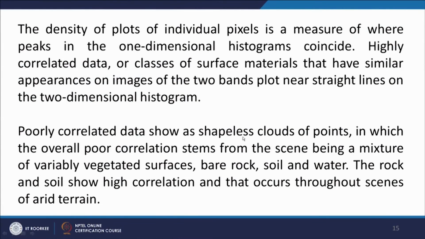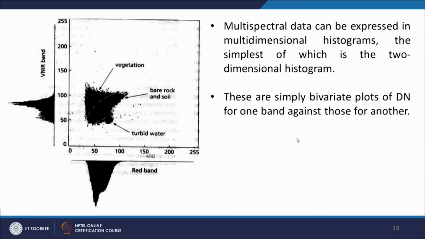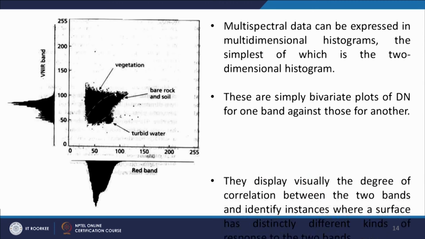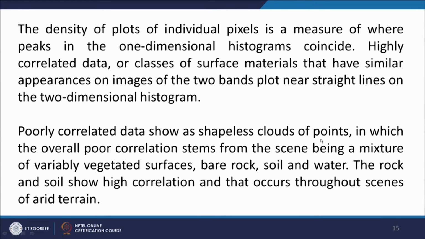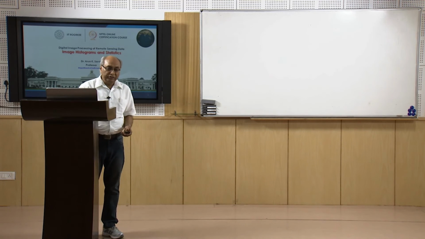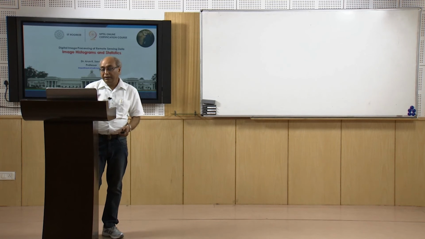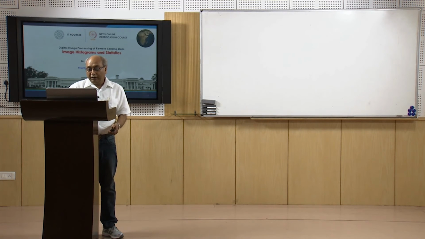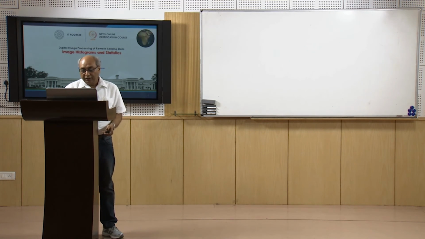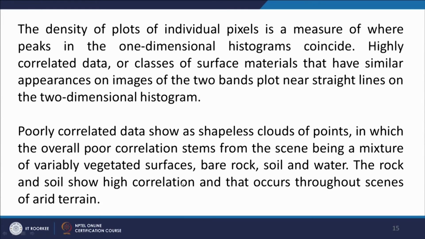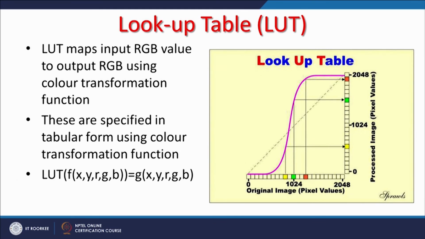Poorly correlated data show shapeless clouds of points, as you have seen in this particular example, where the overall poor correlation stems from the scene being a mixture of variably vegetated surfaces, bare rocks, soils and water. When all kinds of such natural features are present within one area, within one image of different bands, you may get a shapeless cloud well distributed within this two-dimensional space. Rock and soil show high correlation, and that occurs throughout scenes of arid terrain.